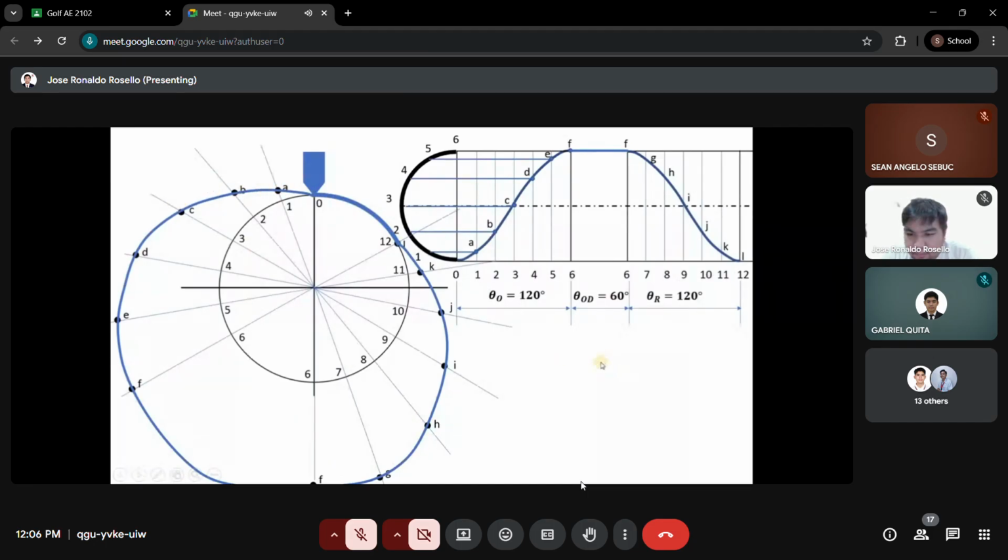So in this way, we can draw a cam profile in case of this particular knife edge follower having simple harmonic motion during outstroke as well as during the return stroke. Thank you very much for watching.